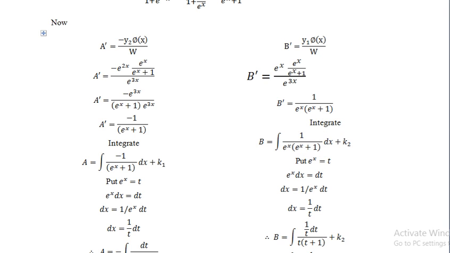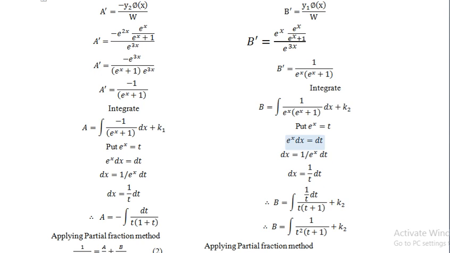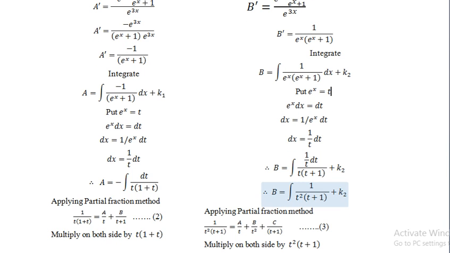So here also we apply the substitution method. Substitute e raised to x equal to t and differentiate, so you get dx value as 1 by t dt. So in B dash we replace dx by 1 by t dt and substitute e raised to x as t. So the B function becomes 1 by t dt, the denominator is t into t plus 1, plus k2, or 1 by t becomes 1 by t squared into t plus 1, plus k2.